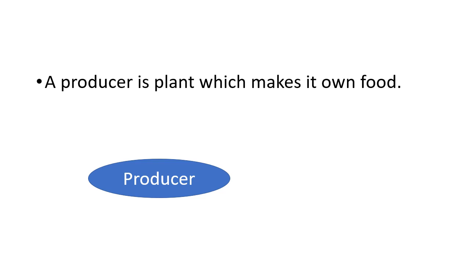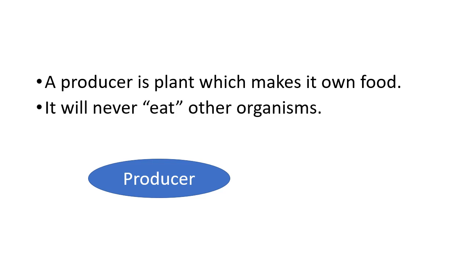A producer is a plant which makes its own food. It will never eat other organisms. Therefore, in the food web, all the arrows should be pointing away from the producer, like this. There should be no arrow pointing towards the producer.